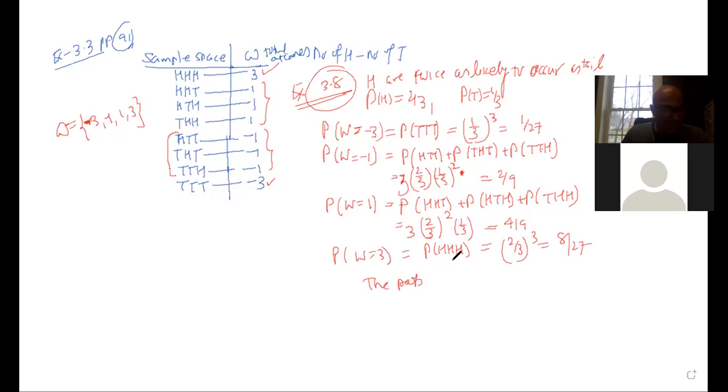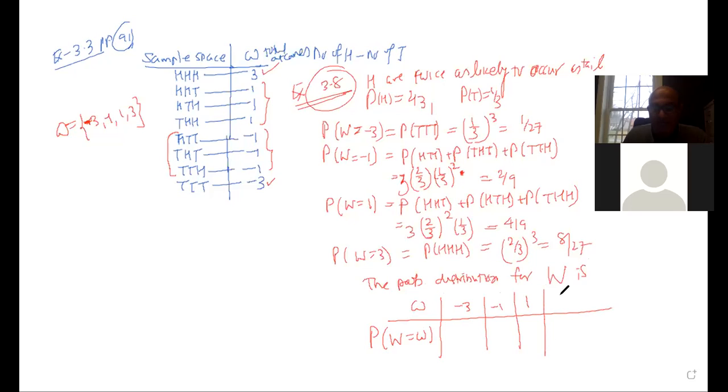So naturally, for my probability distribution function, we have to make a table because it's discrete. The probability distribution for capital W: small w and P of W equal to small w. So here it is -3, then -1, then 1, and then 3. This is my table now. The probabilities are 1 over 27, then 2 over 9, then 4 over 9, and finally 8 over 27. So that is example number 3.8.